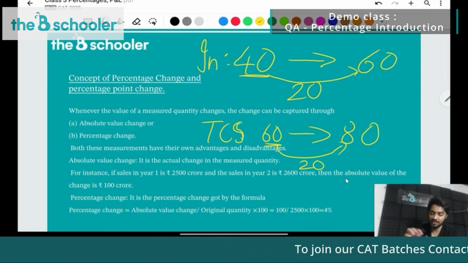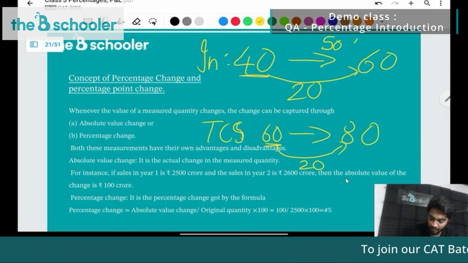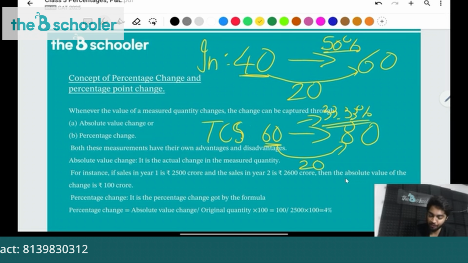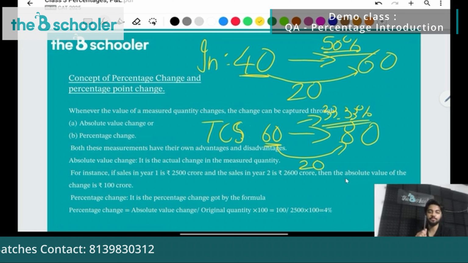So you will find the percentage change and you will get this one as 50 percentage, just like how we calculated earlier. This one, TCS, you will get as 33.33 percentage. That is 20 divided by 60 into 100 percentage, which is 33.33 percentage. So Infosys performed better. Correct. Again, for comparison, we use percentage change.